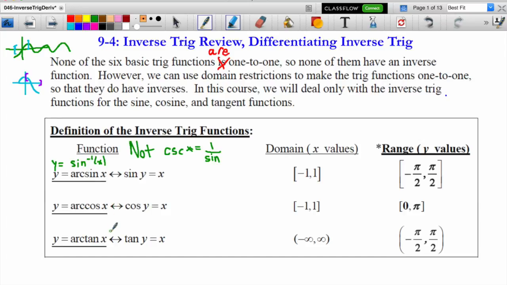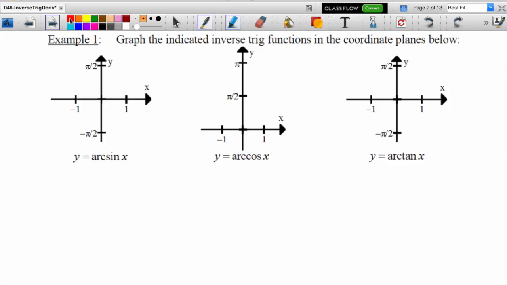So what are we going to do? Arctan is the only one with a nice domain. Arctan is going to be pretty intense. All right, let's get some graphs. So it's the inverse function.